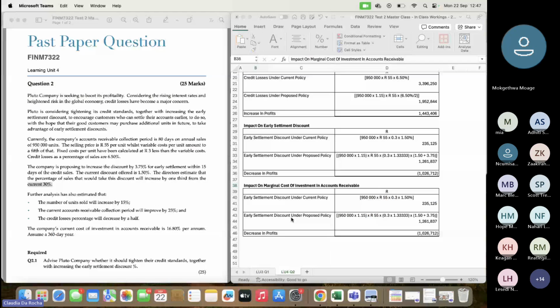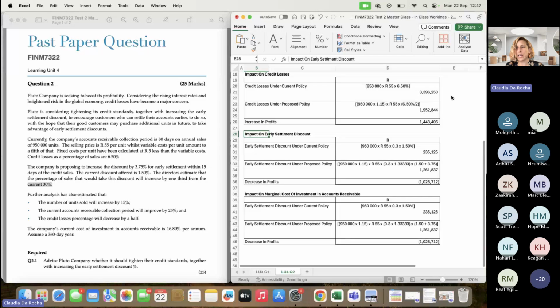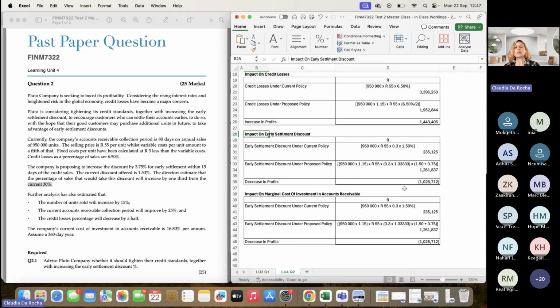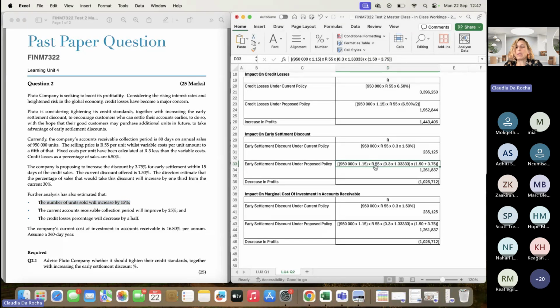Okay, and I'll re-explain the figures in the second settlement discount. I'll do that again. All right, so let me just reshare because I did stop sharing. All right, so here, just on the impact of the early settlement, okay, what am I doing? I'm saying it is the 950,000 units that are increased by 15% because they said to us, if we change the credit terms, that our units will increase by 15%. I'm then multiplying by 55 Rand because that is the selling price and I need my debtors amount. What is my debtors amount? My units times my selling price. In this question, they haven't told us how much is credit sales. We're assuming all of it's credit sales.